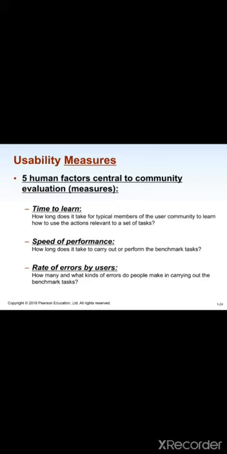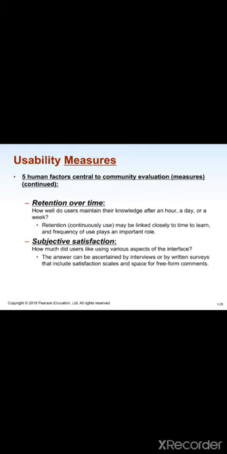The fifth one is the subjective satisfaction. How much did users like using various aspects of the interface? So about likeness, liking something, being satisfied while using something. Some people may use a specific product, but they are forced to use it because they don't have others, or this is the only product in their organization, or the only application that is provided by their government, and so on. So how much did users like using various aspects of this interface?